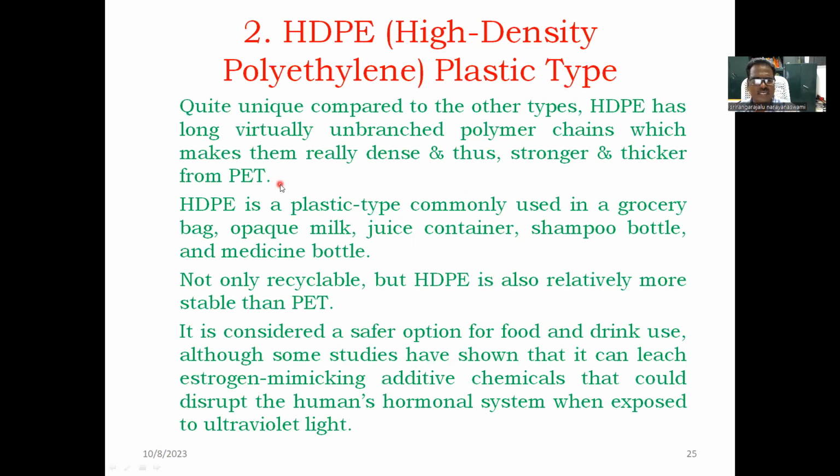High density polyethylene is a plastic type commonly used in grocery bags, opaque milk and juice containers, shampoo bottles, and medicine bottles. Not only recyclable, but HDPE is also relatively more stable than PET. It is considered a safer option for food and drink use, although some studies have shown that it can leach estrogen-mimicking additive chemicals that could disturb the human hormonal system when exposed to ultraviolet light.